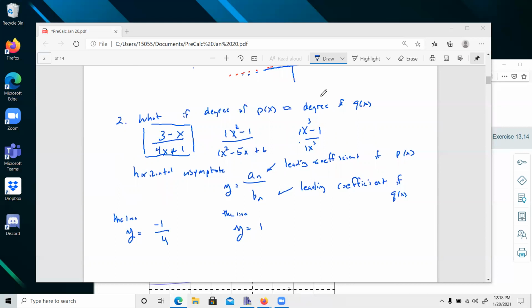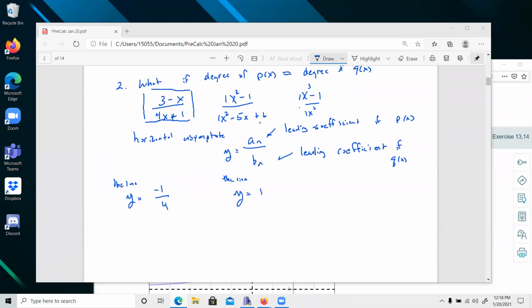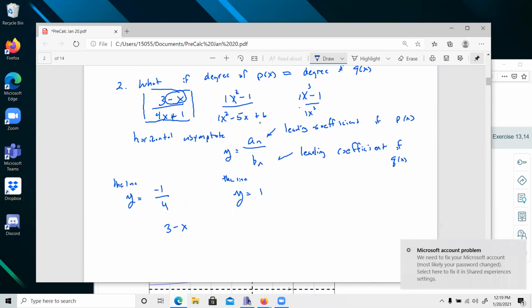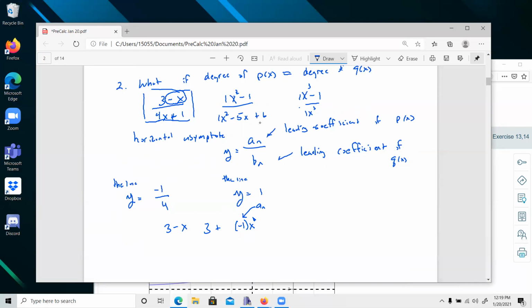How did I get -1/4? Thank you. What we're looking at here is the leading coefficient of the top. 3 minus x is really 3 plus -1x, and since x to the 1 is the highest power, that's how we got the degree. The number in front of it is the a_n. On the bottom, the leading coefficient is just 4. I think that was a lot easier to see. So that's how we got -1/4: we took the leading coefficients.